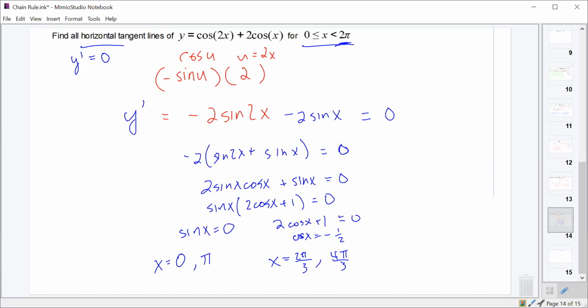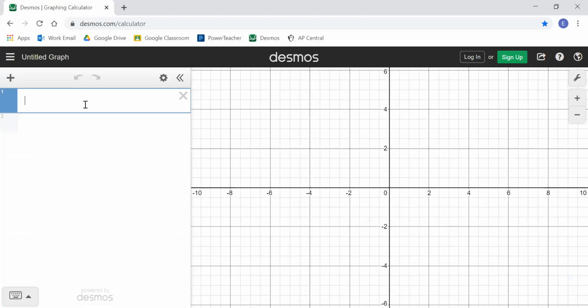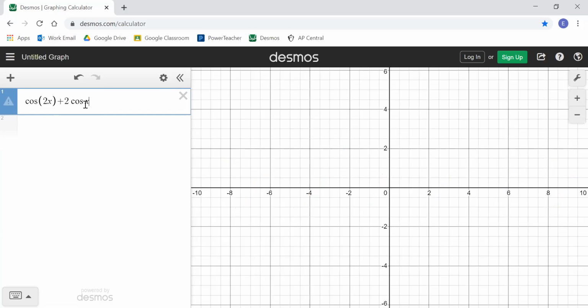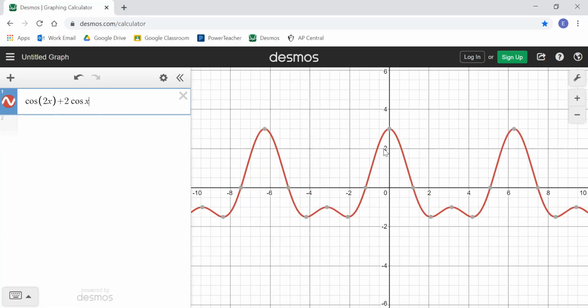So if we were to bring up Desmos and take a look at this, we should see that this is the case, that it has horizontal tangent lines at each of those values. So we had cosine 2x plus 2 cosine x, right? And if we look at 0, yep, that's a place where there would have been a horizontal tangent line.